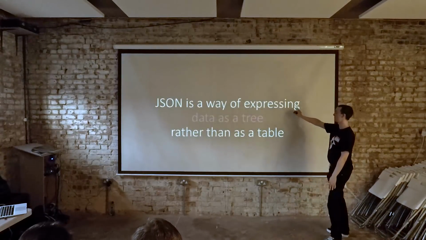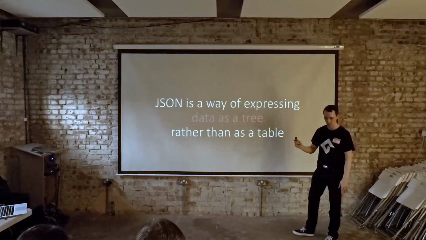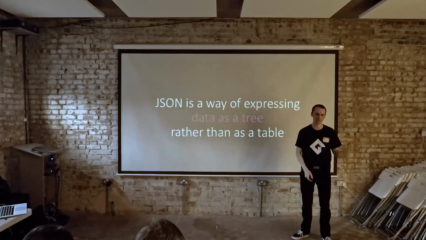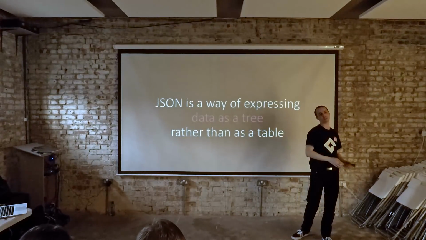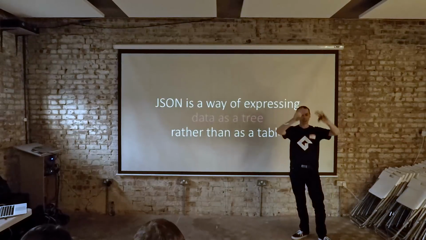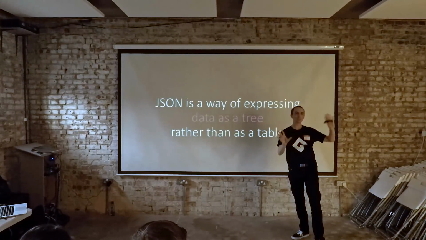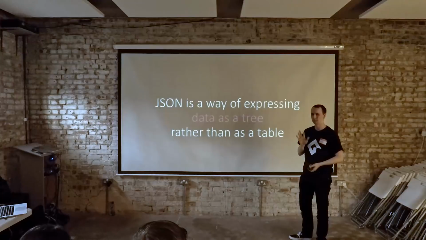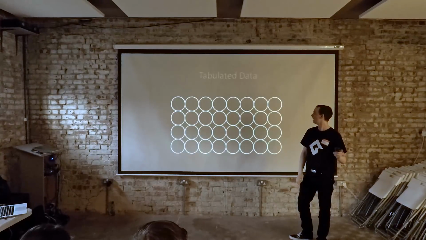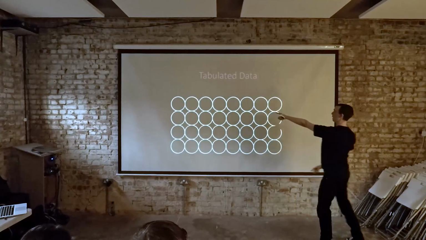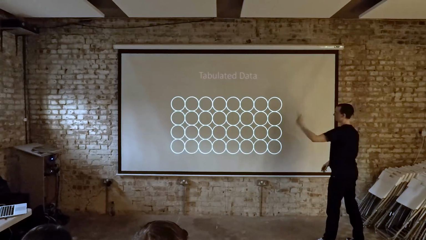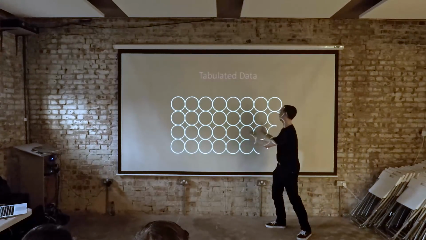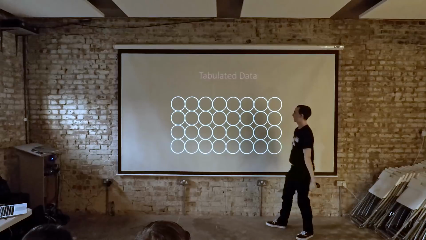So JSON is a way of expressing data as a tree rather than as a table. This requires a bit of imagination, because we've been talking about tabulated data, like flat things that you can imagine playing around with. JSON's a bit more complicated. It's still okay, because even I can make diagrams of this. So this is tabulated data. Everything's nice and neat and ordered, and as soon as you take away a row, or column rather, it's kind of nice, right?